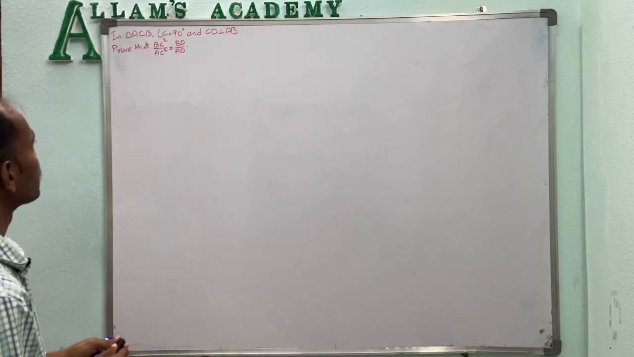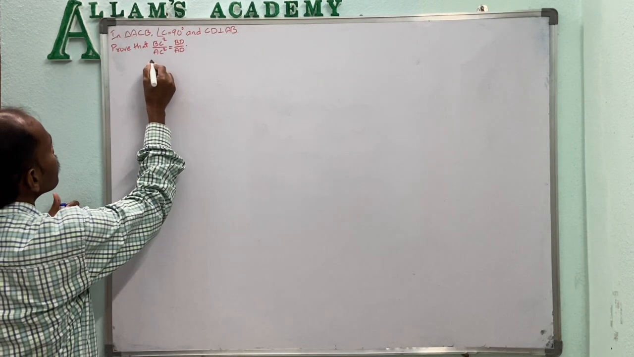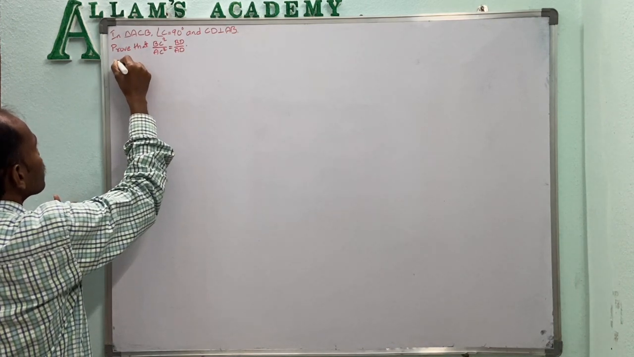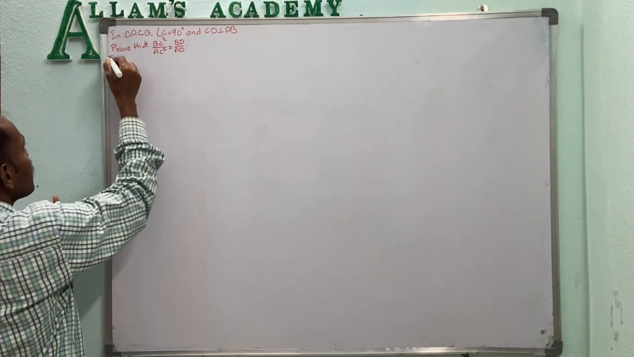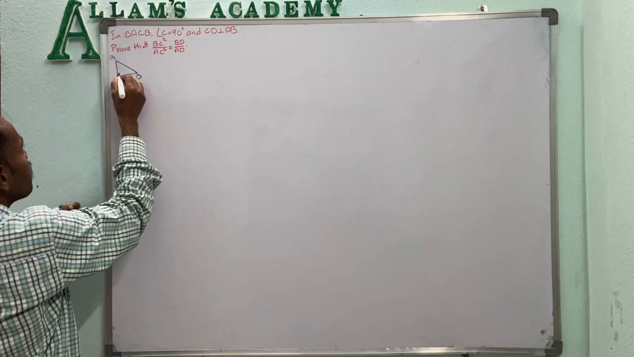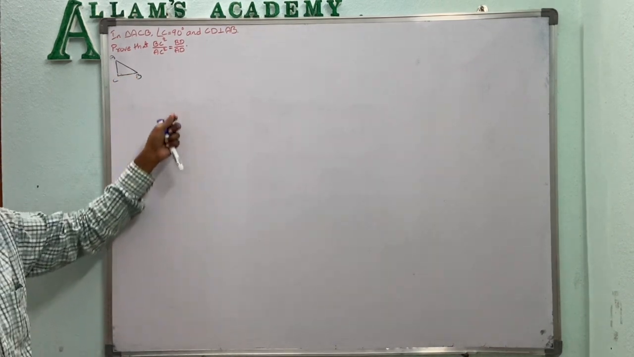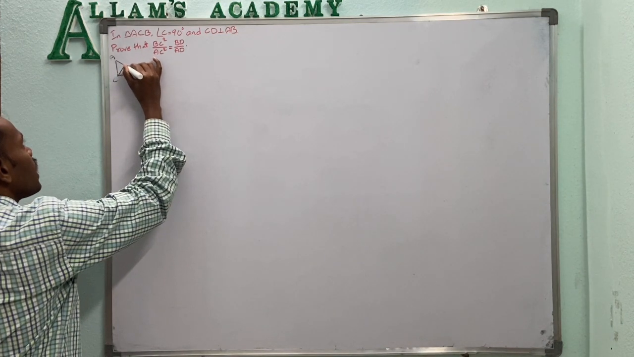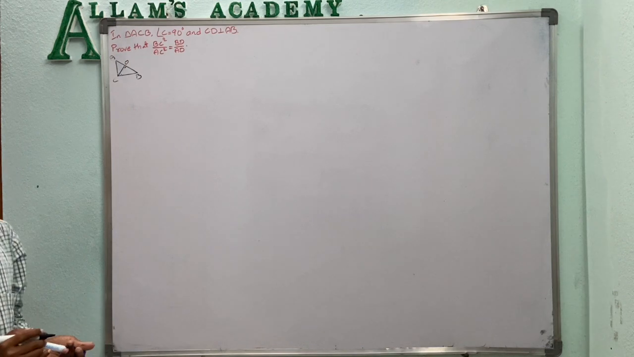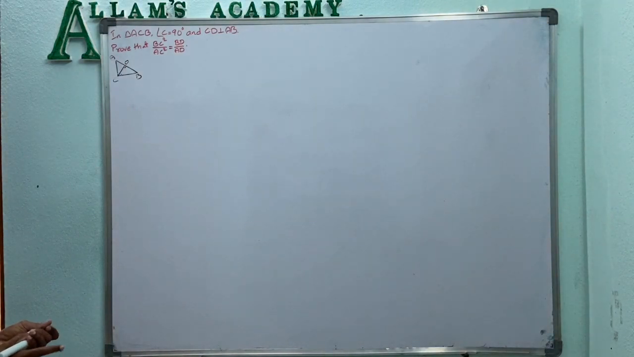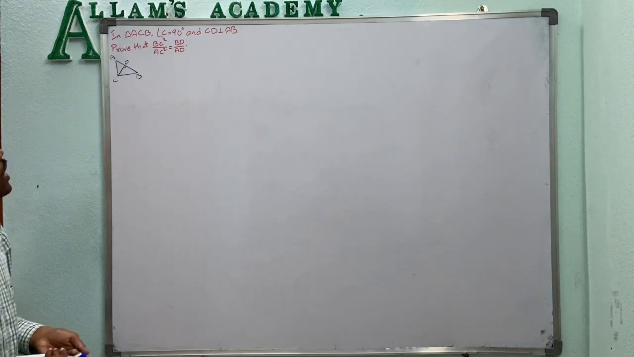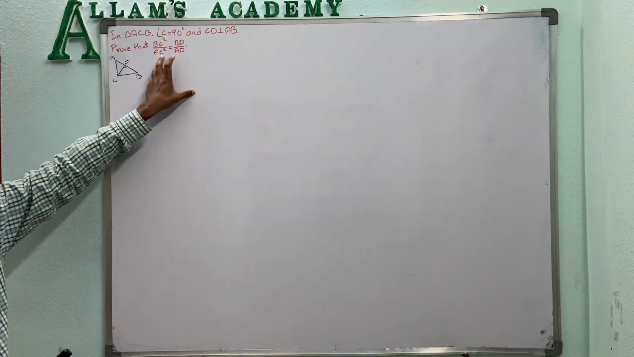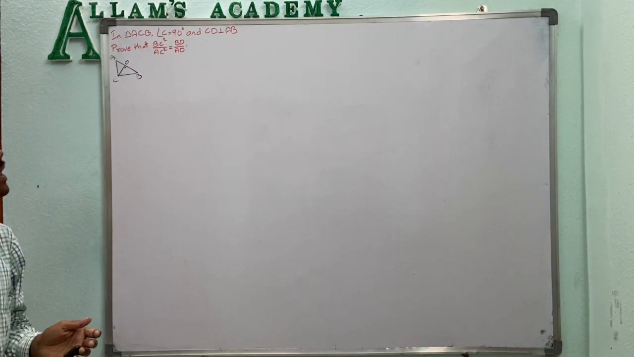So now we draw triangle ACB with angle C equal to 90 degrees, and CD perpendicular to AB. From C I am drawing a perpendicular line, so CD is perpendicular to AB. Now here we have to show BC square by AC square equals BD by AD.